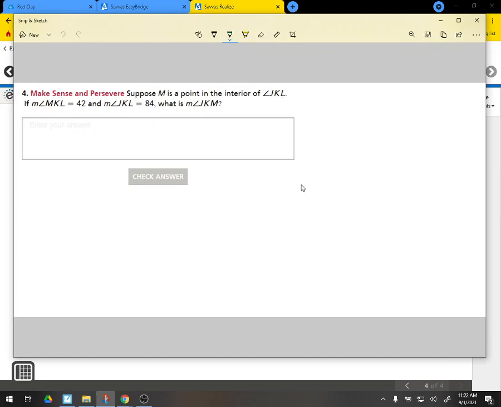So JKL. Here's point J, here's point K, here's point L. I picked 3 random points. I should be able to do this with any 3 random points. J, K, L. Okay, I drew my angle. It says M is a point in the interior of JKL. So interior is like somewhere in here. So I'll just put the point here. We'll call that M.